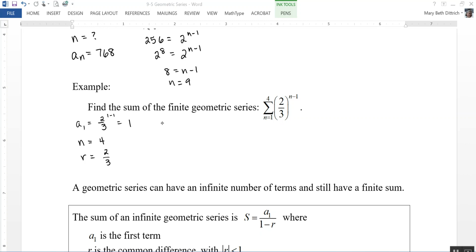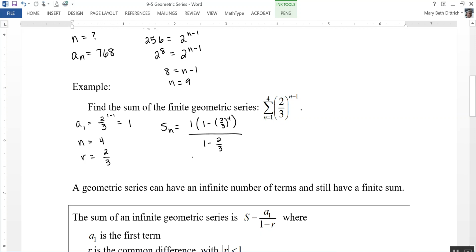So using my formula, S sub n is equal to a sub 1, which is 1, times 1 minus r, let's go ahead and put r in there, 2/3 to the 4th power. Actually, that's a little sloppy. I'm sorry, let me rewrite that. 1 times 1 minus, and I'm going to put my 2/3 in parentheses here because that gets raised to the 4th power. All of that over 1 minus 2/3.